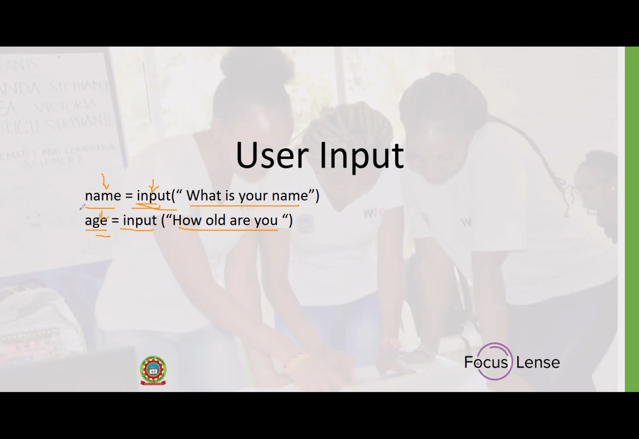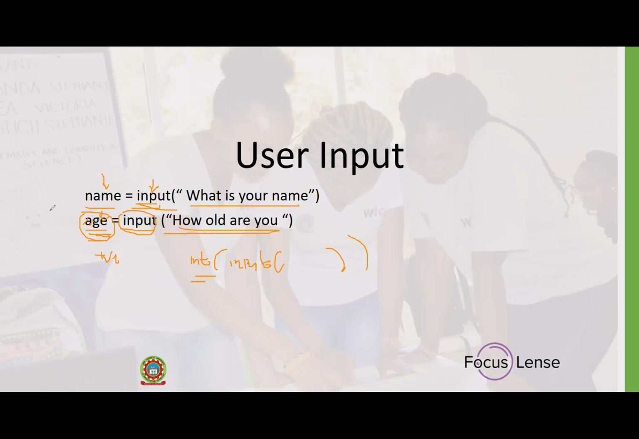But remember, our age is an integer, isn't it? Your age is a positive number, okay? What will we do to make sure that we capture age properly? Yes, we convert it to an integer. Before input, you say int. So you convert it, and then you say input, and then you ask like that.